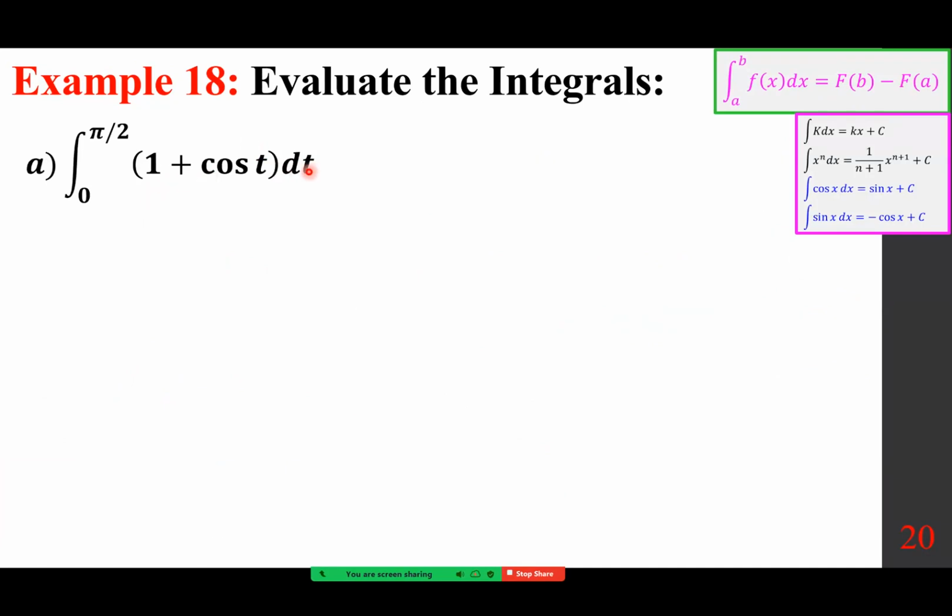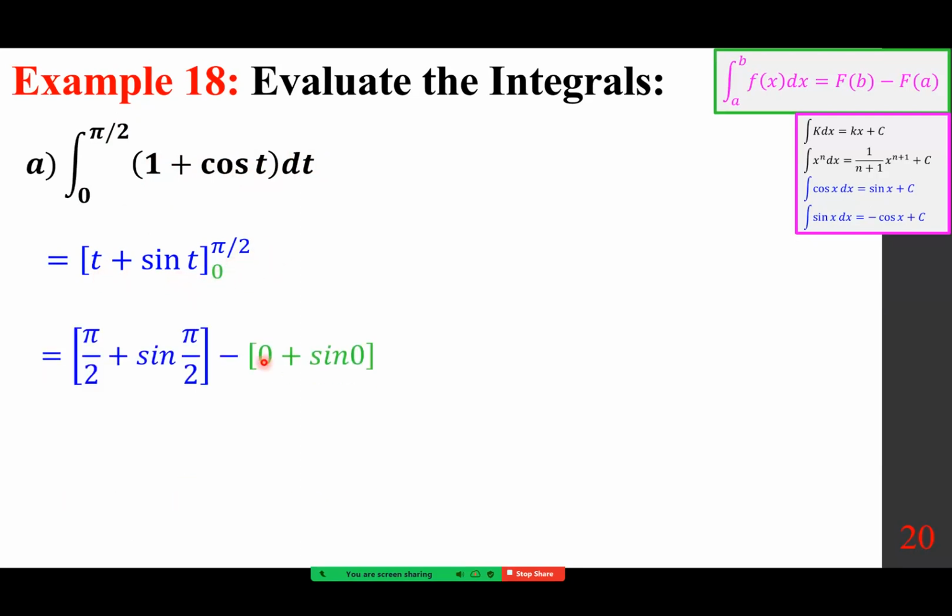All right. Bear in mind, we've done this before. And of course, the independent variable is t. So this is t, and this is sine t. We don't need a constant. So we're going to plug in pi over 2, which gives us pi over 2 plus sine of pi over 2, minus, we're going to put 0. Now, 0 and sine of 0 makes no difference. Both of them are 0. So therefore, the answer is pi over 2 plus sine of pi over 2, which we should know is 1. If you keep it like that, it's an exact answer. It's perfect. You're done.